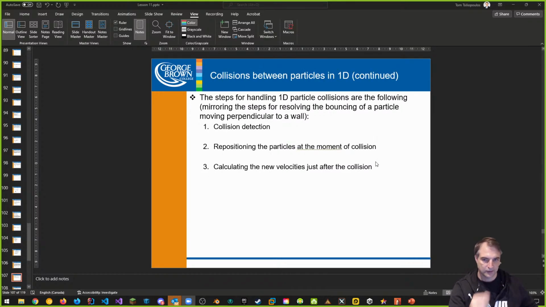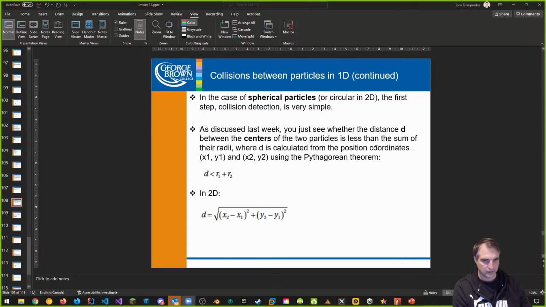So again, think about this. Steps for handling 1D particle collision are the following: collision detection, repositioning the particles at the moment of collision, and calculating the new velocities just after the collision. That's what we talked about. That's almost like a summary of what we just talked about in the second half of this lecture, right?